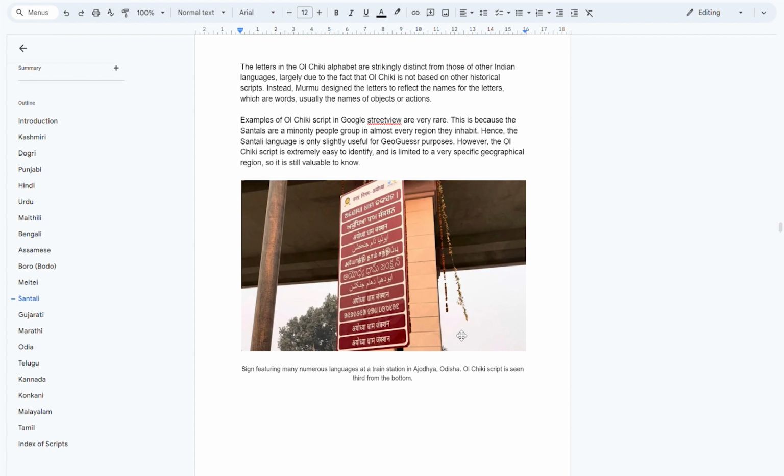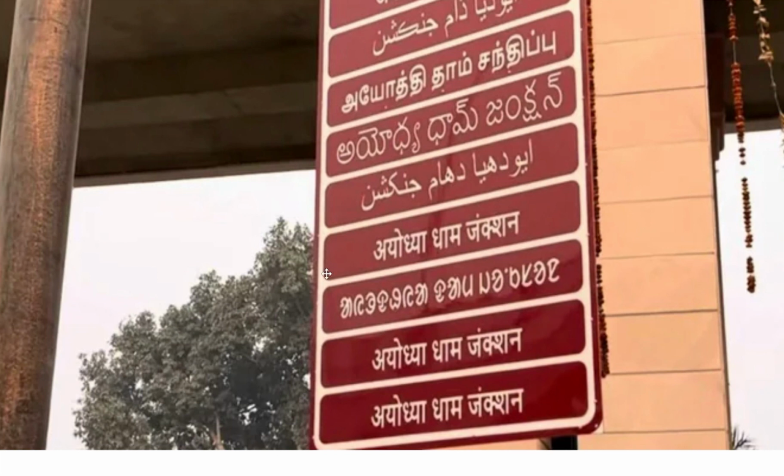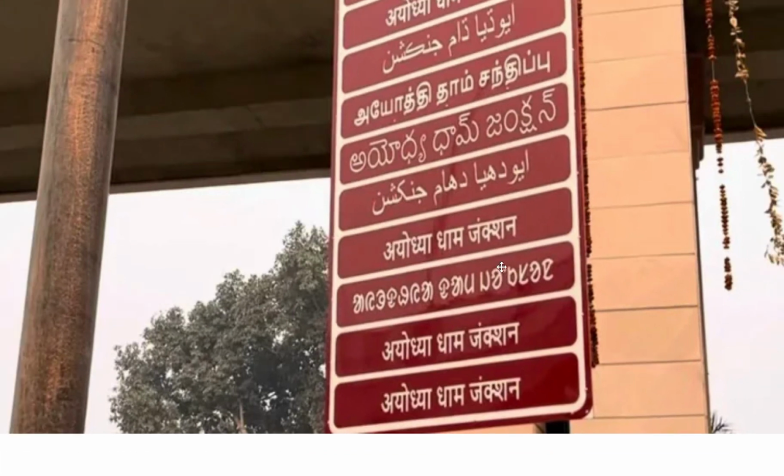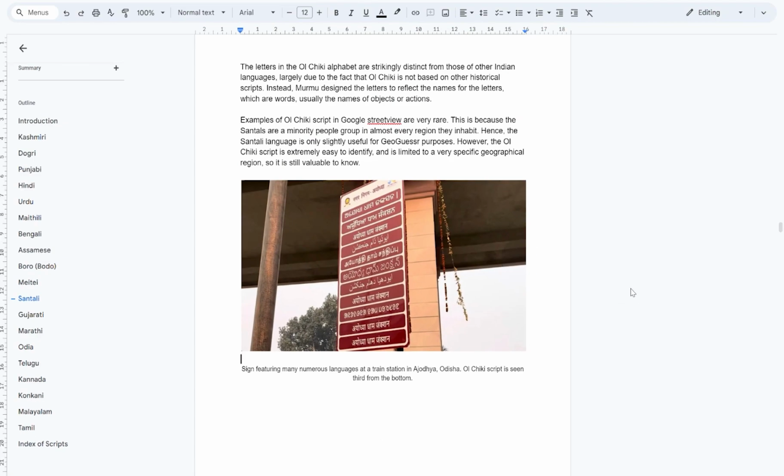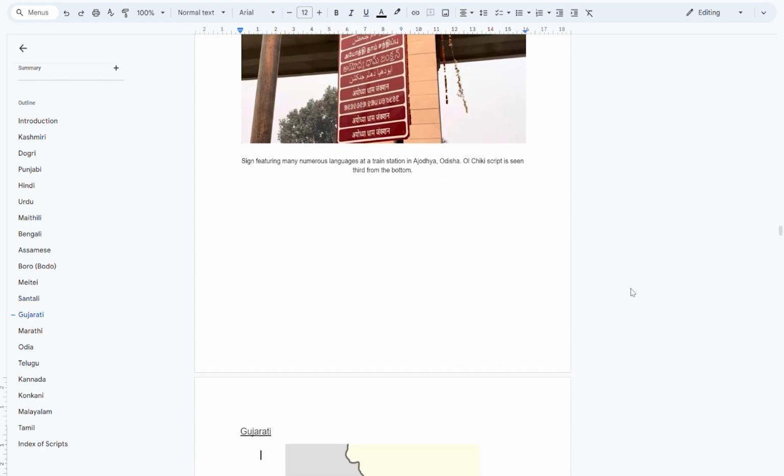I do, however, have a photo. There's a sign here from a train station in Odisha where you can see, third from the bottom, this script here is Ol Chiki. Very cool to see.